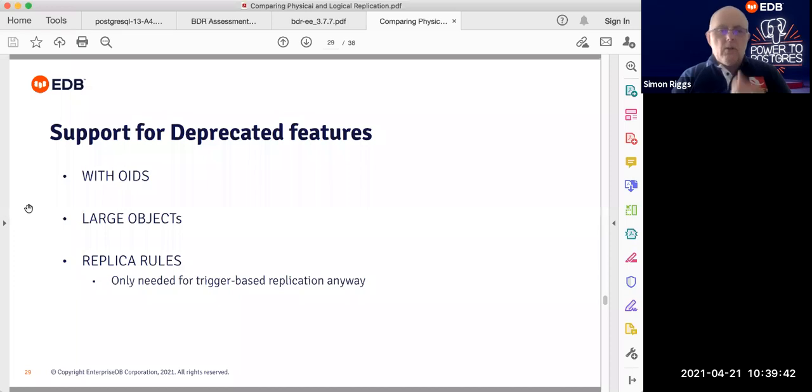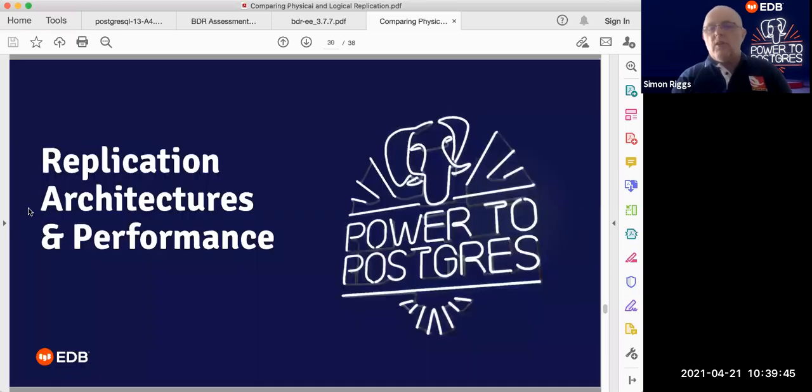Okay, so what I wanted to talk about now is replication architectures and how that affects performance, because this is also an important concern. So in terms of the topics I have left, I'm going to be talking purely about the performance of physical versus logical replication, and then end up with a summary of a few slides. So I've got 8 slides left to go, and we should be finished within the next 20 minutes.